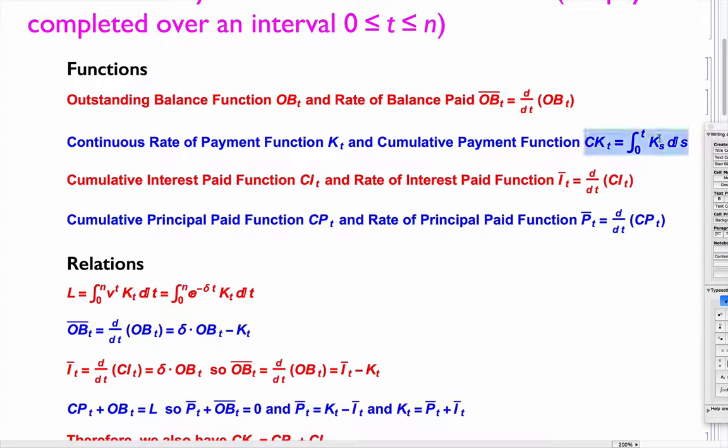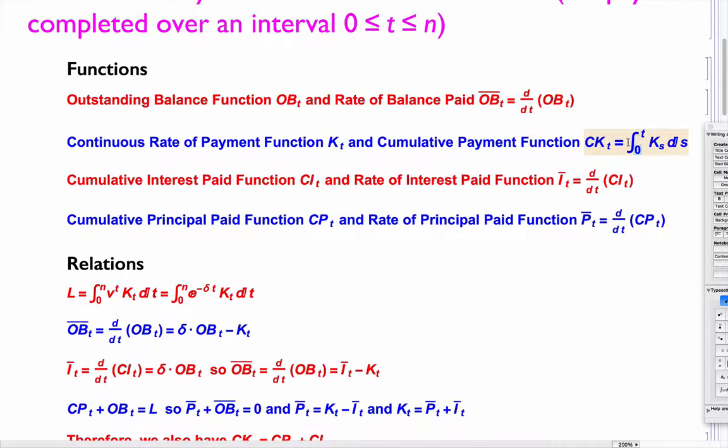This is an antiderivative of the rate of change. You're integrating the rate of payment function from time 0 to time t. And this will make it so that the total amount paid at time 0 is 0, since I'm starting this integral at 0.